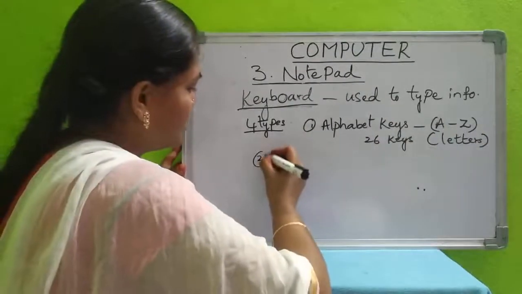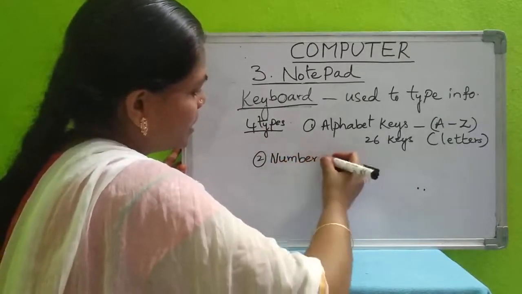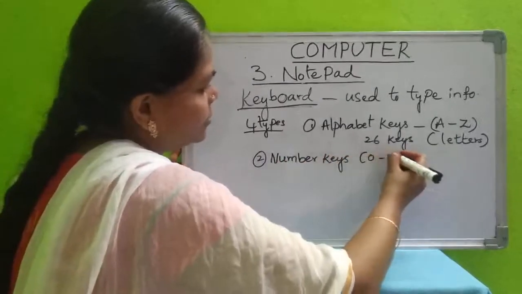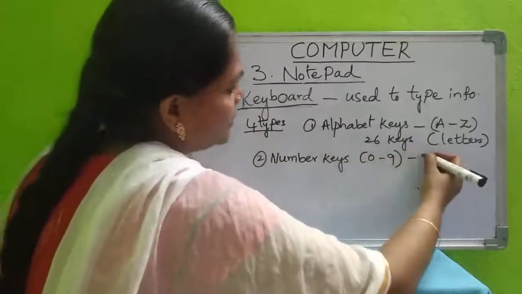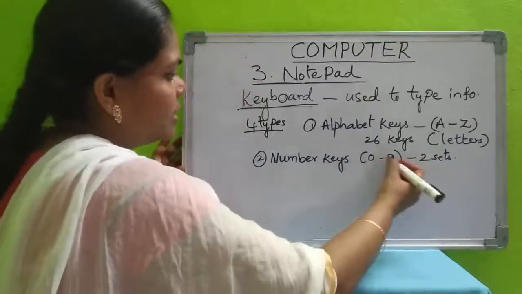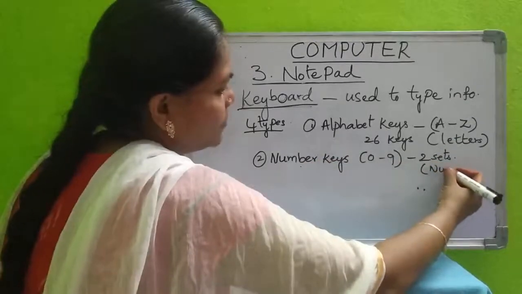The next one is number keys. How many number keys are there? 0 to 9. There are two sets of number keys. We can type numbers using these number keys.